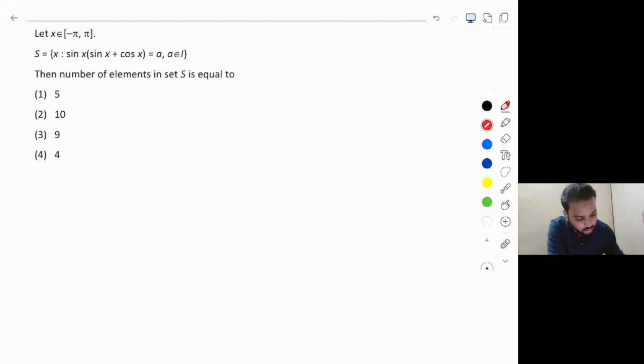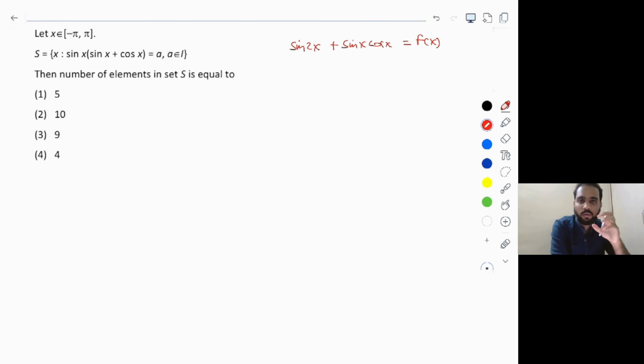Now let's write down the equation there. That is nothing but sine square x plus sin x into cos x is equal to a. Okay, first of all, I'm going to take this as a function f of x, because if you read the question, in this set, yes, we have to put the values of x which satisfy this trigonometric equation.